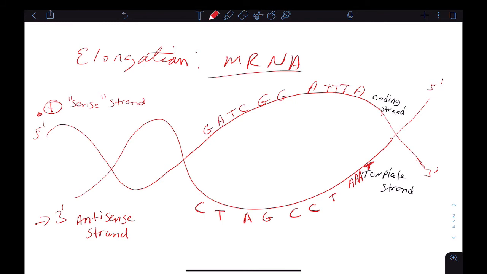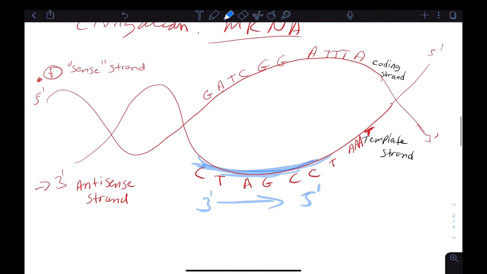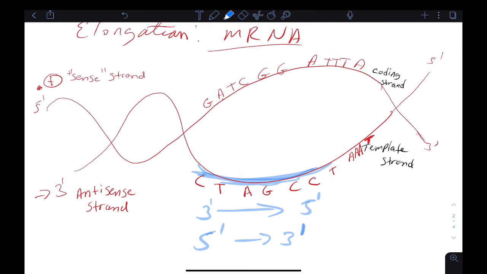We're making messenger RNA. So remember what I said: DNA will be read by the polymerase from 3' to the 5'. However, remember, how will it be written? mRNA will be written from 5' to 3'. This is how mRNA is going to be written.